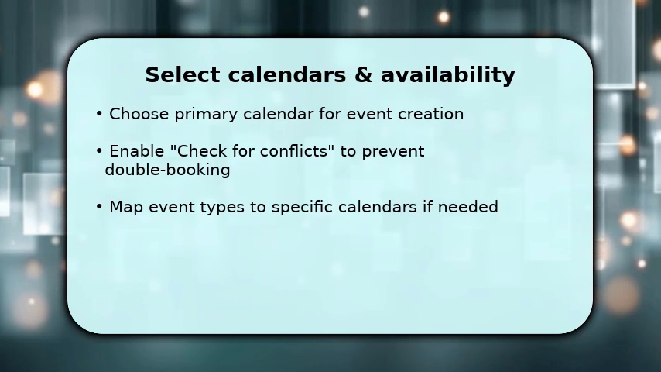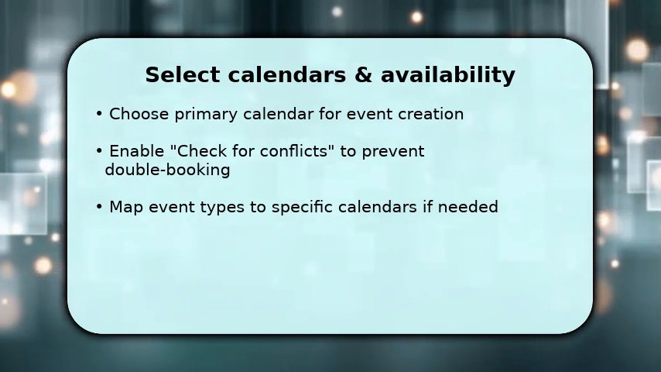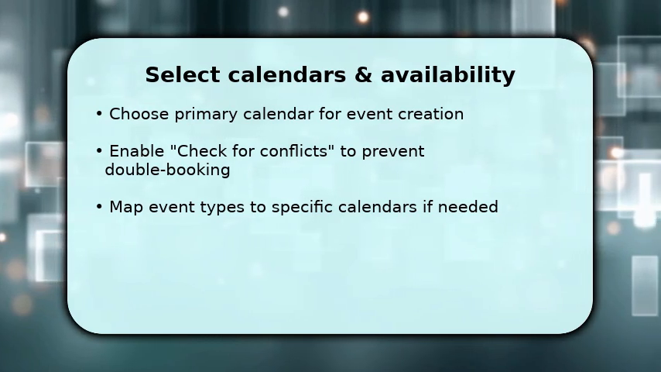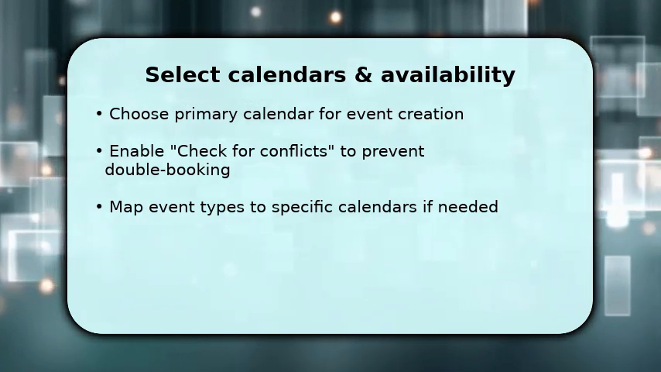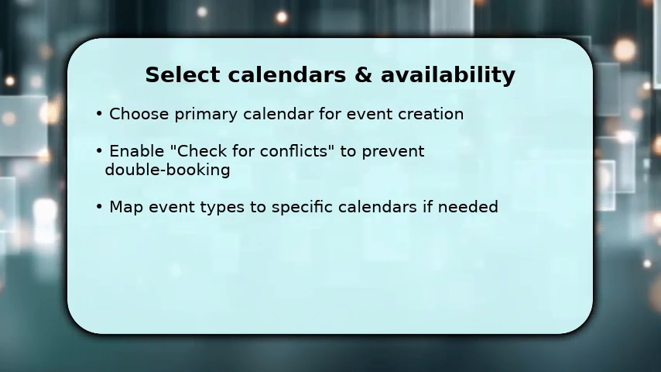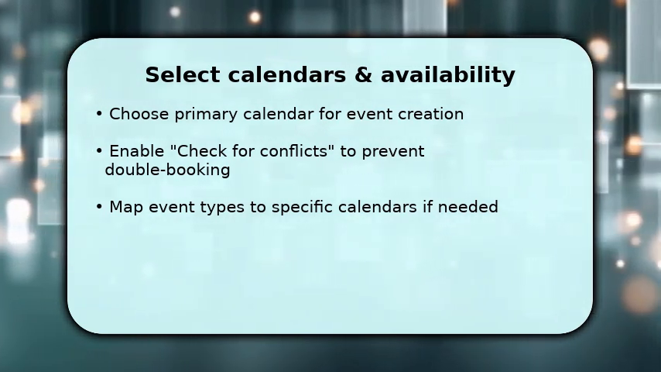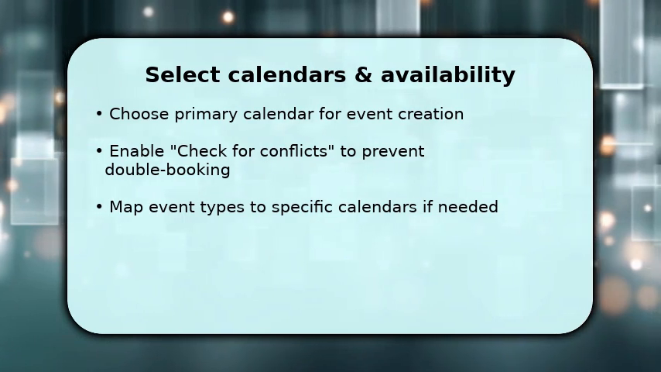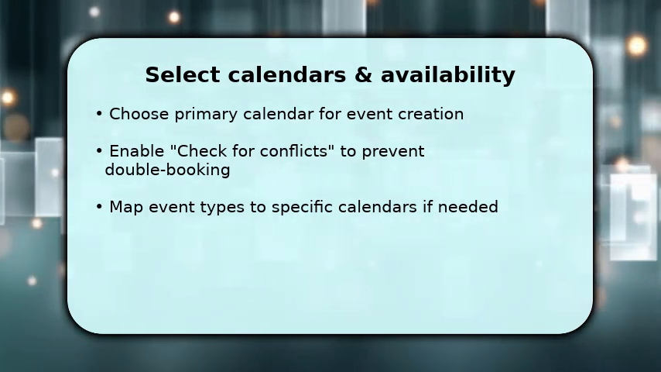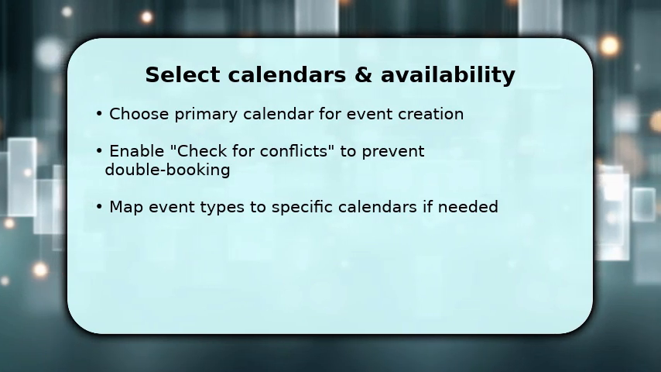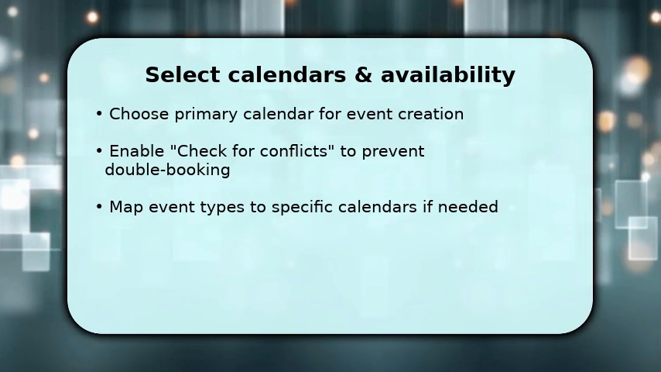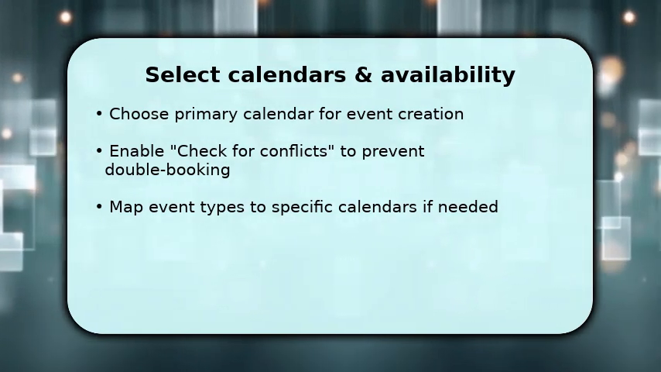Once Calendly has permission, you must pick which calendar events are created on and which are only checked for conflicts. You'll see toggles to set a primary creation calendar and to enable conflict detection. Make sure conflict checking is on so Calendly blocks times already occupied. If you want different event types to land in different calendars, map them now in event settings. This control helps you separate personal blocks from professional bookings and keeps client events in the right place.